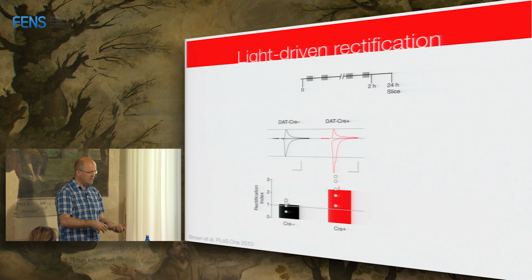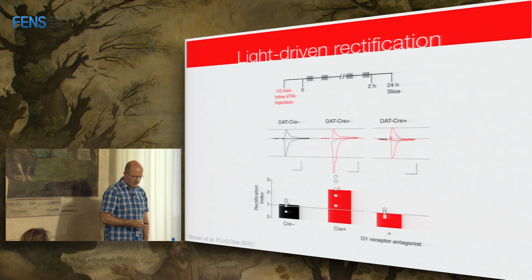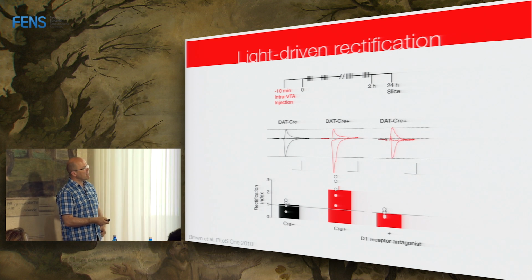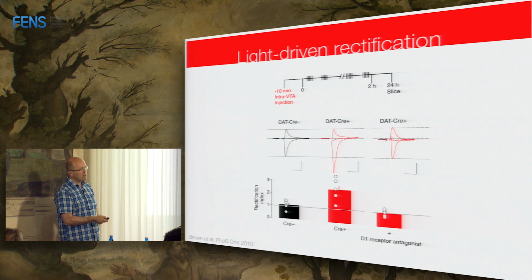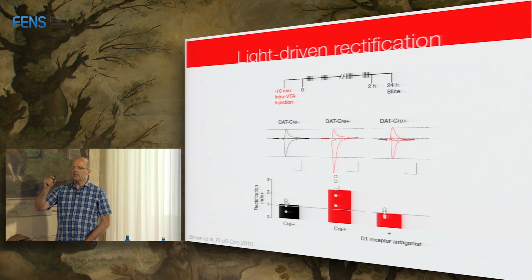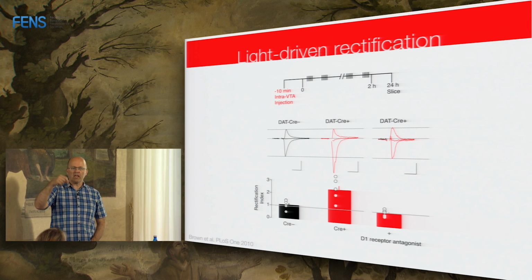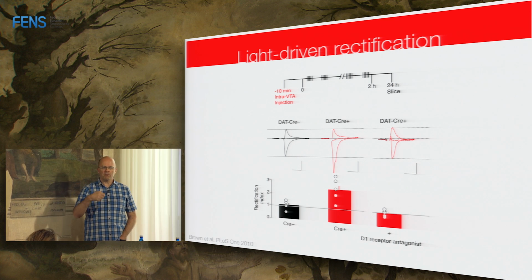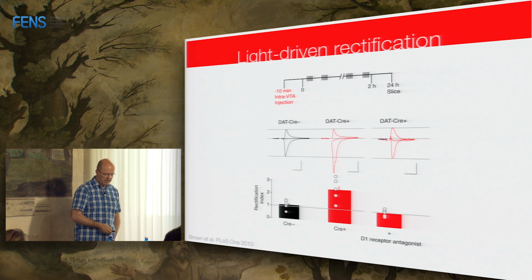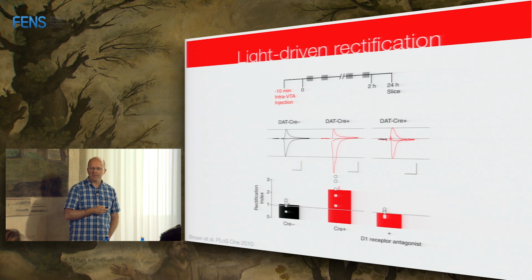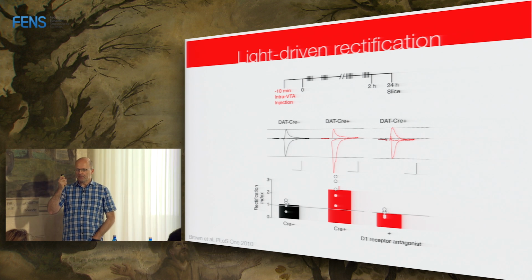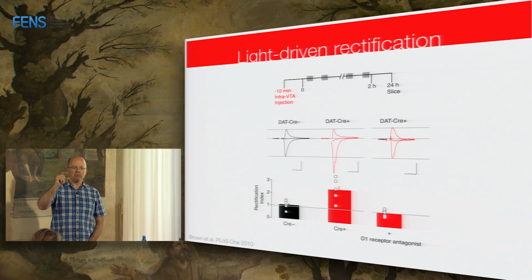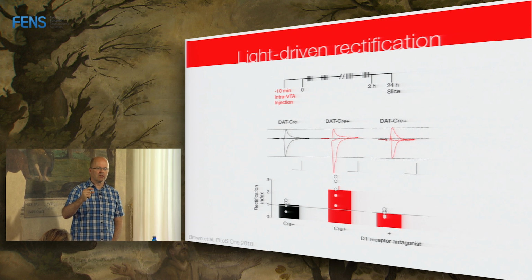Okay, so we've shown necessity and sufficiency in this. And we can even show that a local infusion of the D1 receptor antagonist in the VTA prevents that plasticity from happening, confirming an induction mechanism that had previously been postulated. Okay, so the AMPA-NMDA ratio changes because of the change in the AMPA receptors.